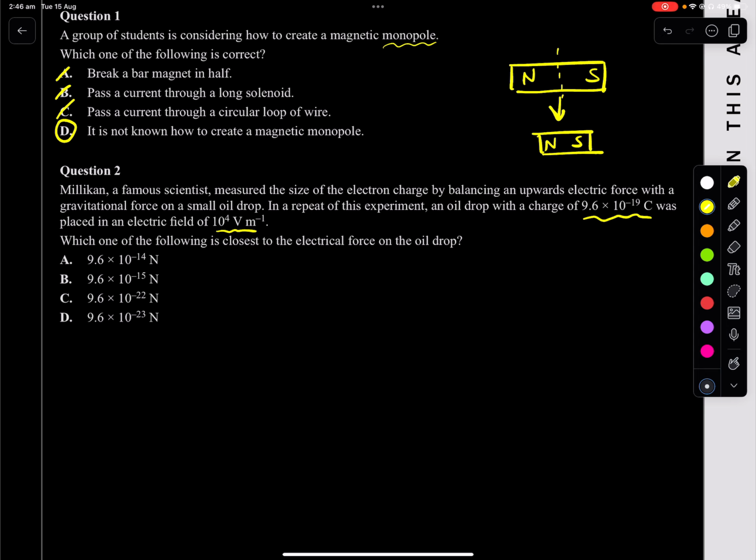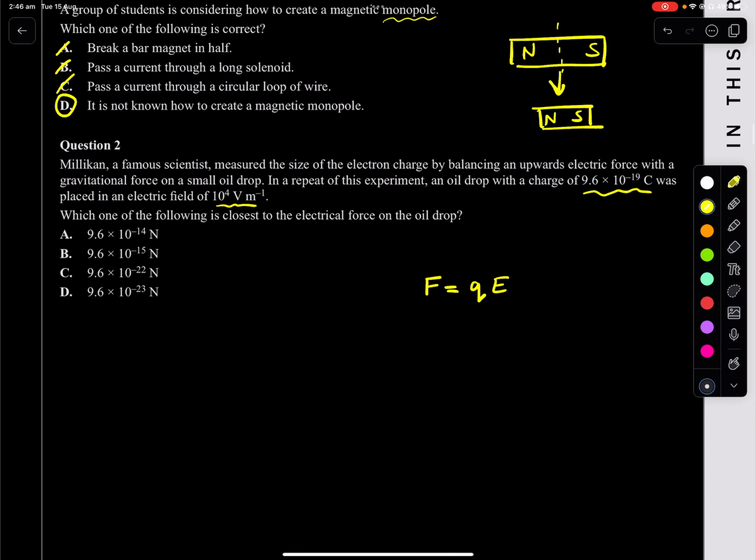Okay, so I'm just going to have a look at my formula sheet. So the formula that's the best to use for this is force equals QE, the charge times the electrical field. Because we want to calculate the force, the charge for this case is 9.6 times 10 to the negative 9, and the electrical field is 10 to the power of 4.